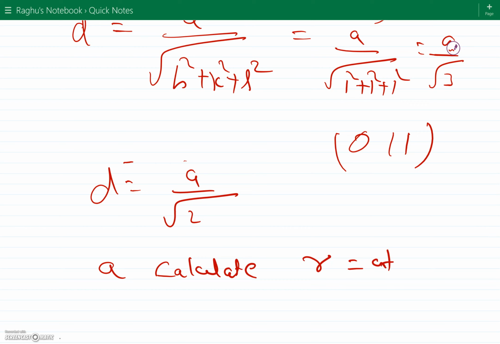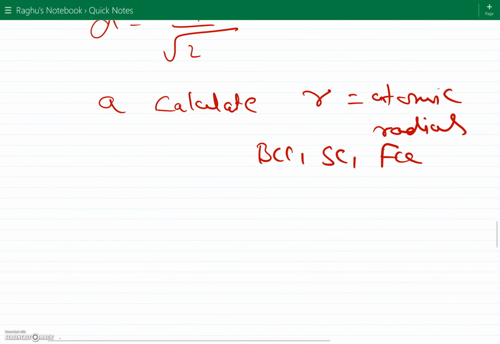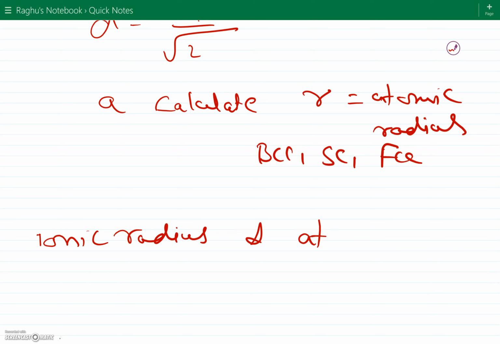R, which is the atomic radius, for BCC, simple cubic, and FCC. If you know it, then you should be able to calculate that relationship. So this is atomic radius. When we talked about ionic bonding, it's basically ionic radius. Ionic radius and atomic radius, try and understand the difference between them. You can get both of these from the table, so use them appropriately.